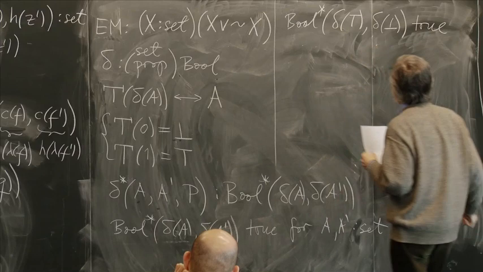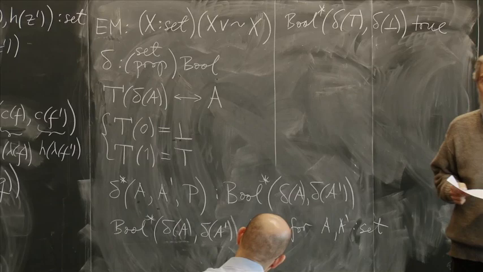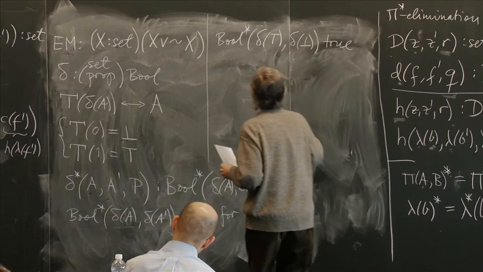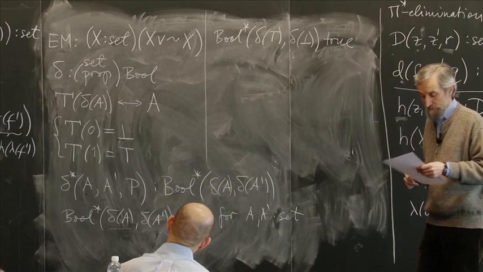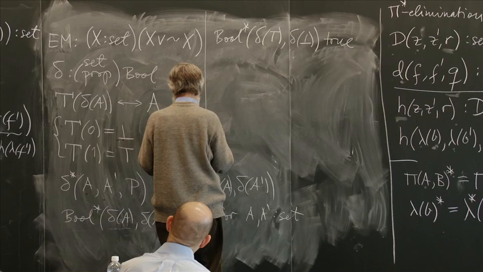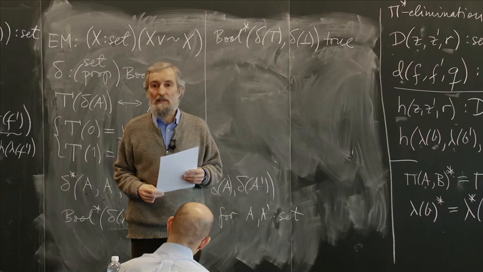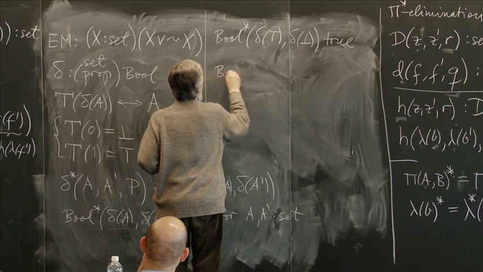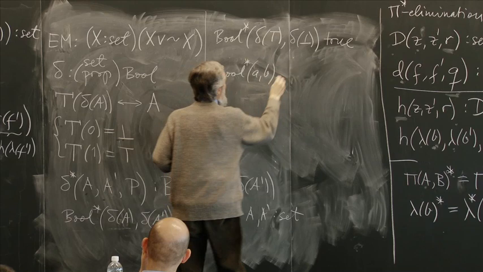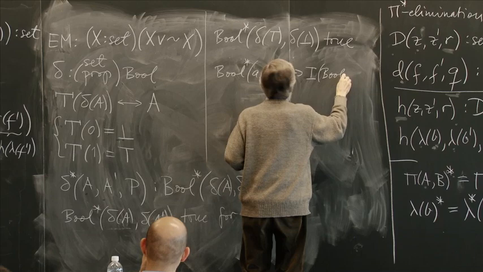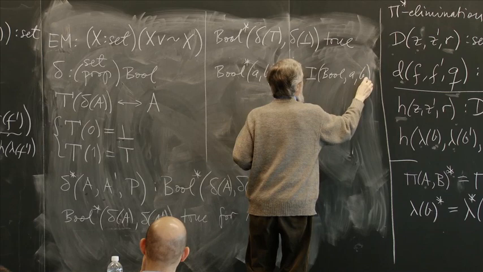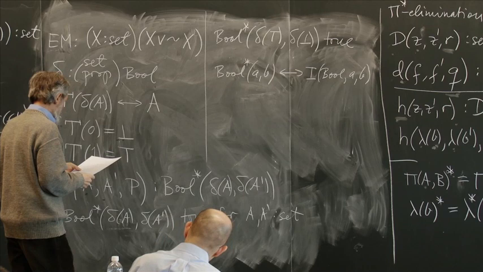Now remember the definition of bool star, so it was good that I treated the ground type bool, because we need it now. Bool star was defined as the least relation on bool which holds both between 0 and itself and between 1 and itself. On the other hand, if we look at the identity relation on bool, that's the least reflexive relation on bool. So it's not astonishing that bool star of A, B is materially equivalent to identity of bool, and of A and B. And I will only need this in one direction, namely in this direction.